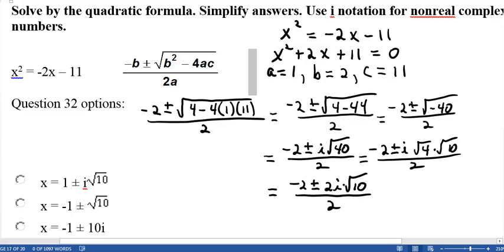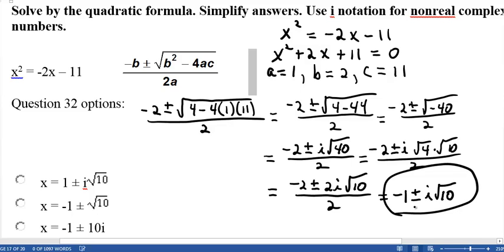Now we look to see if we can simplify or reduce. Since 2 goes into the denominator, the 2i and the negative 2, we divide a 2 out of each term. So negative 2 divided by 2 is negative 1, plus or minus, indicating 2 solutions. 2 divided by 2 is 1i, so we're going to just write i square root of 10, and that would be over 1, because 2 divided by 2 is 1, but we don't need to show that. So our final answer would be negative 1 plus or minus i square root of 10.